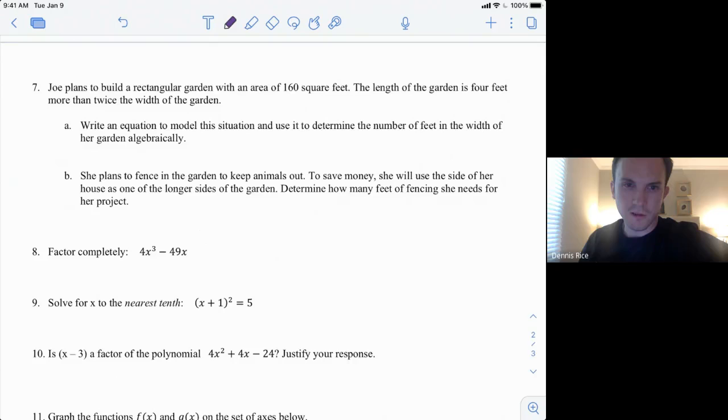Wait, hold on one sec. Okay, yeah. She plans to fence in her garden. To save money, she will use the side of her house as one of the longer sides. How much fencing does she need?